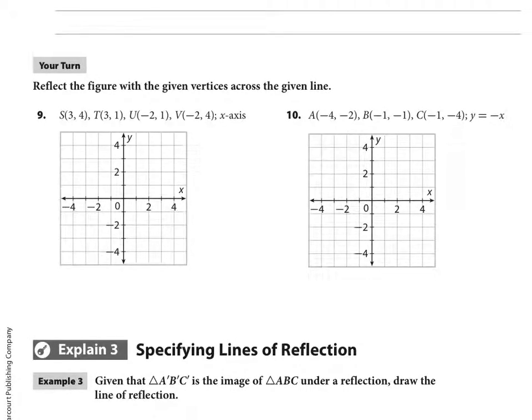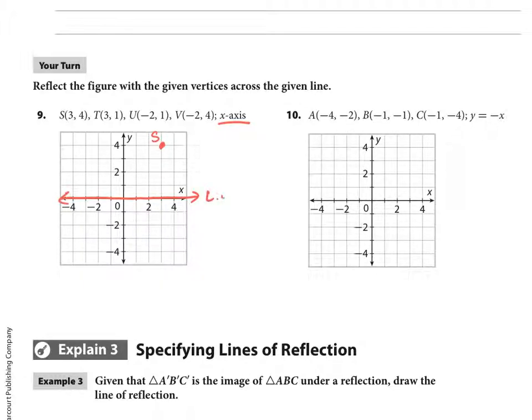Make sure you label them. I'm only going to draw one of the points. So let's do the first one. 3, 4 is up here, point S. And we're going to reflect it across the x-axis. Well, here's the x-axis. That's going to act as our line of reflection.